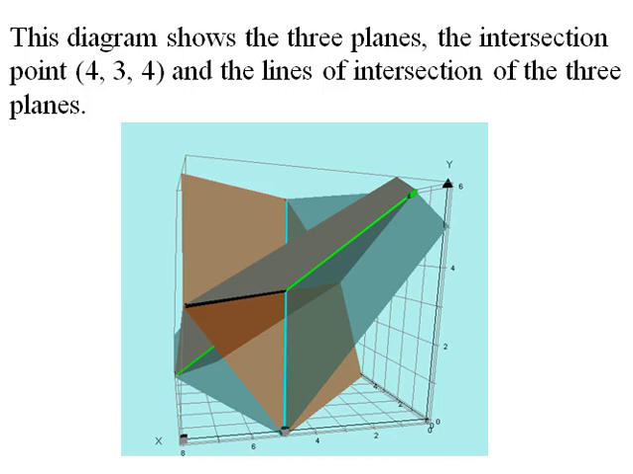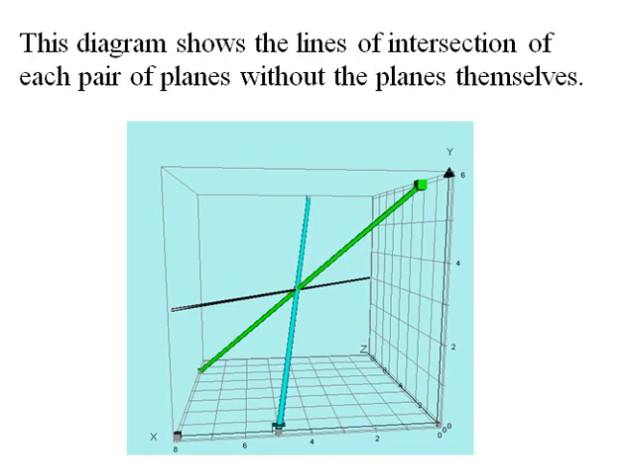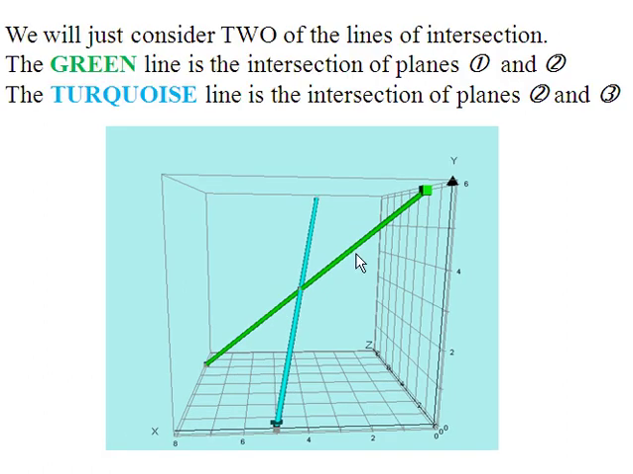This diagram shows the three planes, the intersection point (4, 3, 4), and the actual lines of intersection of the three planes. Now I've just taken away the three planes themselves and just left the intersection lines. I'm not going to be using this one, so I'm going to take that one away too. The green line is the intersection of planes 1 and 2, and the turquoise line is the intersection of planes 2 and 3.